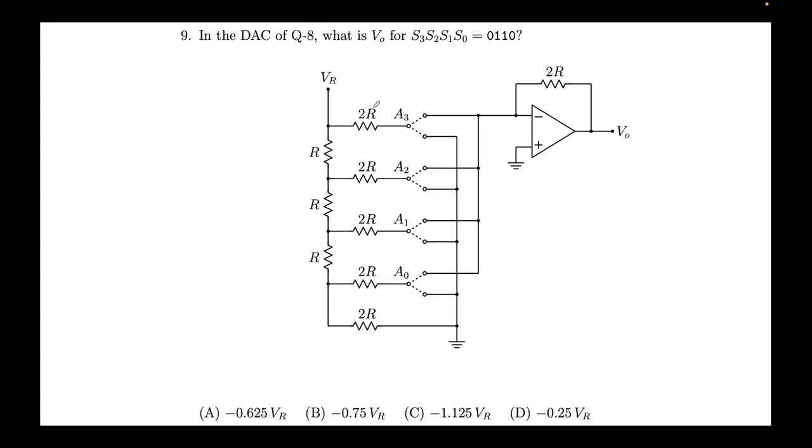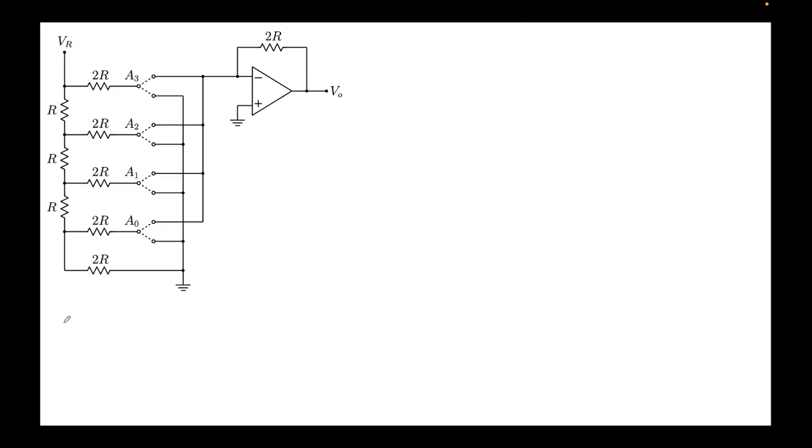Now let's quickly do this similar problem. In this case, we are given 0110 as the input. So again, 0110, this means this is A3 and this is A0. A0 is 0, so it's connected to ground like this. A1 is connected like this, A2 is connected like this, and again A3 is 0, so it's connected like this. As you can see, A3 and A0 will not contribute because there's no current, this is virtual ground, no current will flow here. So I3 will be 0. Similarly, I0 will be 0. But there will be a current I1 and a current I2. And let's again call this current IF.